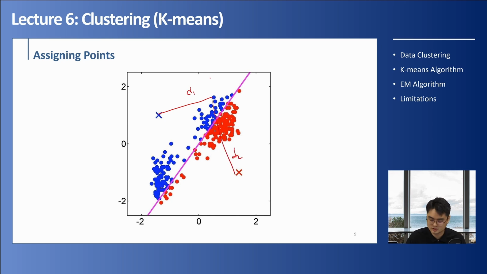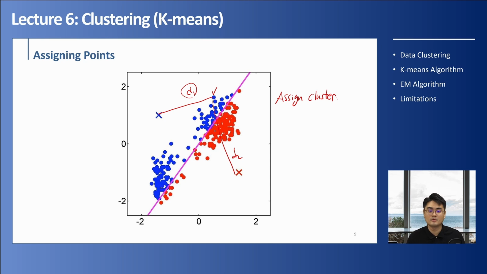And then if we see that D1 is closer compared to D2, then we assign the cluster label here that it belongs to the blue cluster. So we do all of these, calculating the distance for all of the data points we have, and then assign our clusters to our data points.